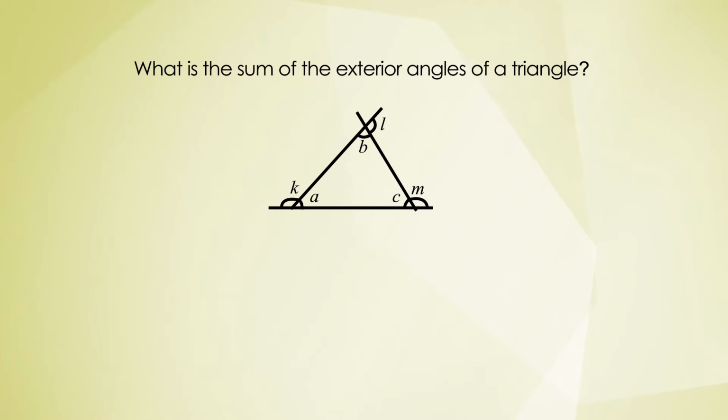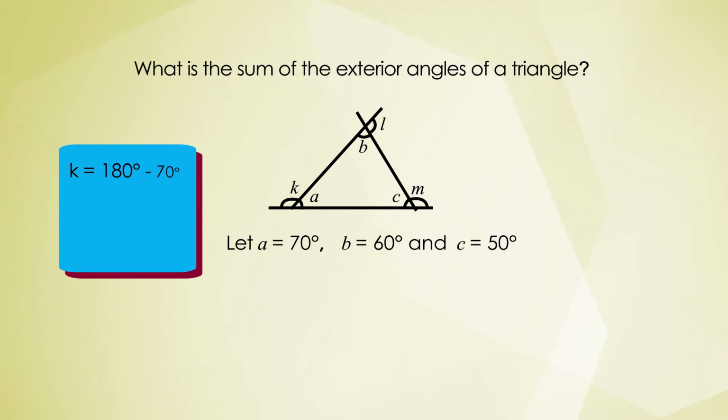Knowing that the angles A, B, and C are 70 degrees, 60 degrees, and 50 degrees respectively, we can find the sum of the exterior angles of the triangles. Do you know how? Yes! Excellent! Using the formula, interior angle plus exterior angle equals 180 degrees, we can calculate the angles K, L, and M.